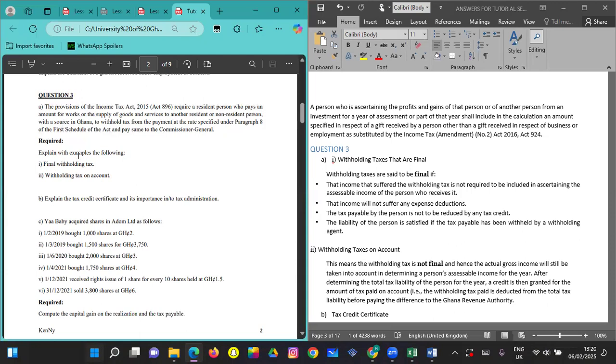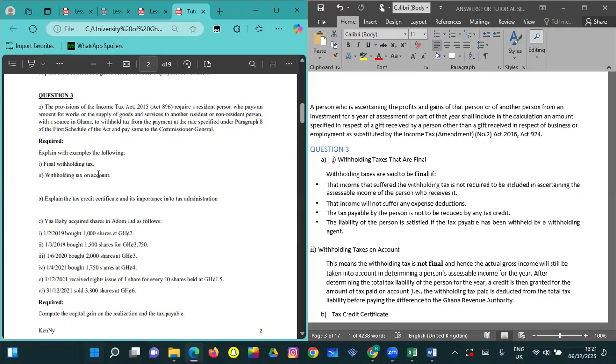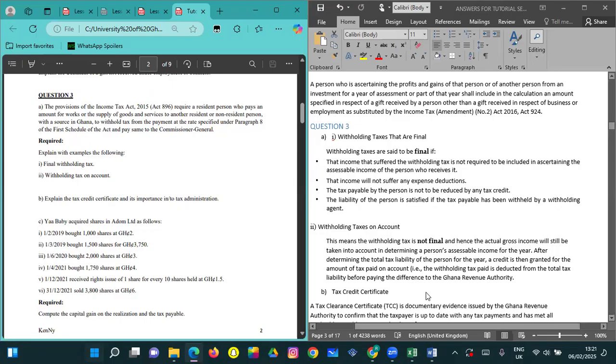So final withholding taxes are final in the sense that once they apply a final withholding tax on you, you are not going to include that particular transaction in your chargeable income. But withholding tax on account is not final. Once you are taxed on it, you are still going to include the transaction amount, not the tax amount, in your chargeable income. And then later when they calculate the tax, they will take the tax on account from it. This is explained further here, which you can pause the video and read through. I've briefly explained it here.